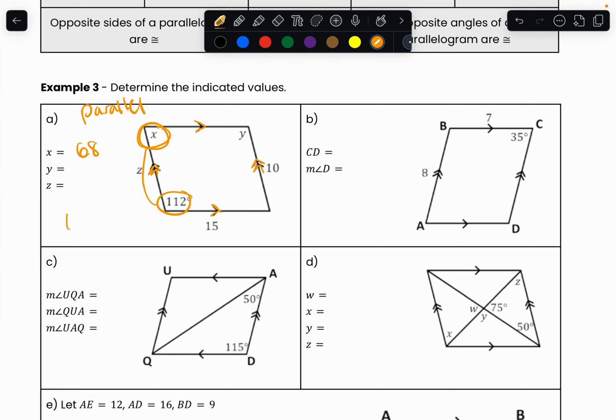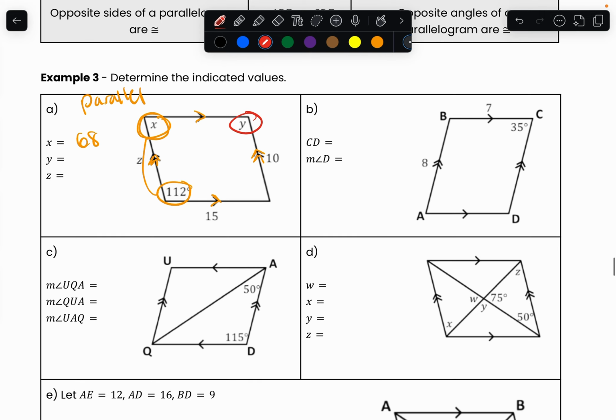Now let's look at the next one. Let's look at the angle y. Angle y is right here, okay? To find my angle y, I know opposite angles of a parallelogram are congruent. So if the opposite of y is 112, then y will be 112 because they have the same angle measurement.